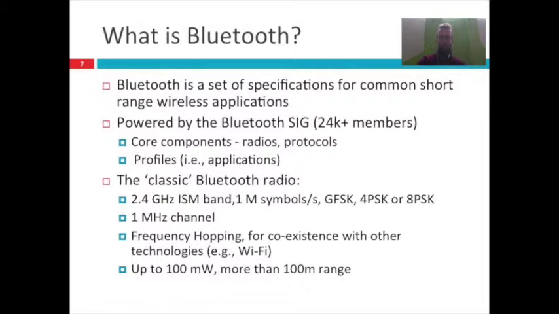The so-called classic Bluetooth radio works in a band called the ISM, Industrial Scientific and Medical Band, centered around the 2.4 GHz frequency. It is an unlicensed band, meaning that everybody can transmit there. It transmits at a rate of 1 megasymbol per second, and it employs three different modulation schemes: Gaussian frequency shift keying, 4 phase shift keying, or 8 phase shift keying.